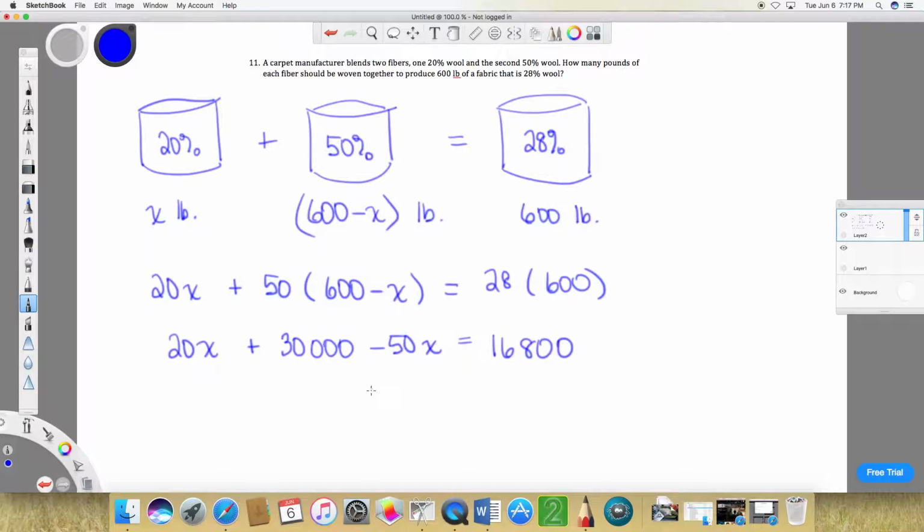So 20x minus 50x is negative 30x. And then if I subtract 30,000 from each side, I get negative 13,200. And if I divide that by negative 30, a negative divided by a negative is positive, and I'm getting 440, and that's representing the pounds of this fiber that's 20% wool.